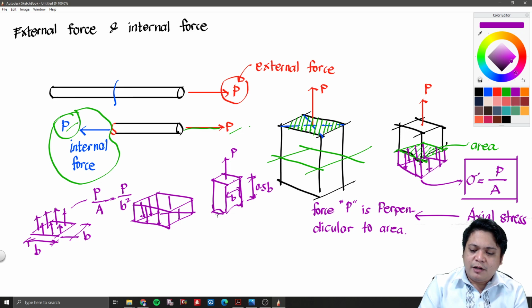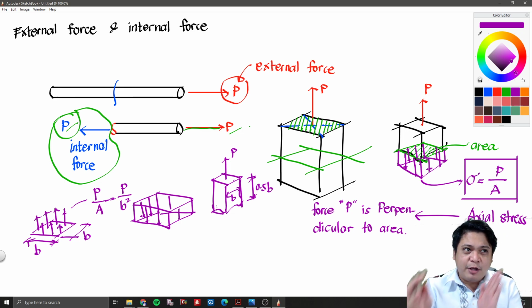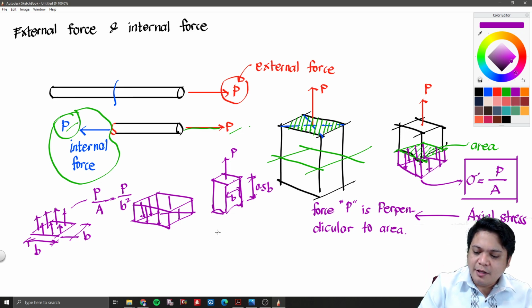Ito daw, hindi uniform yung stress. Gawin ko lang two-dimensional. Parang ganito lang. Ito yung force P ko. Tapos, ito yung 0.5 of B. Again, ito yung B.